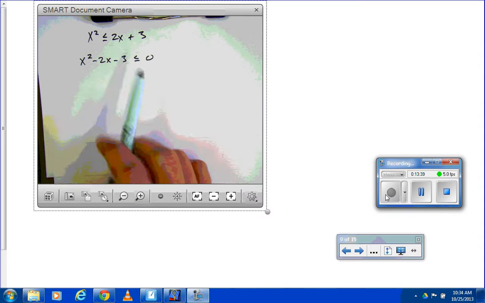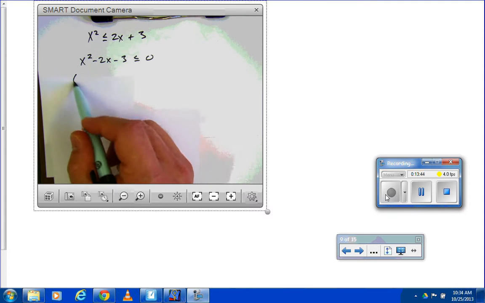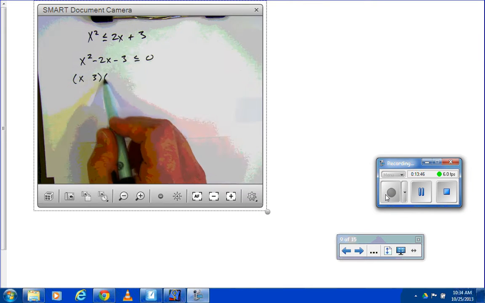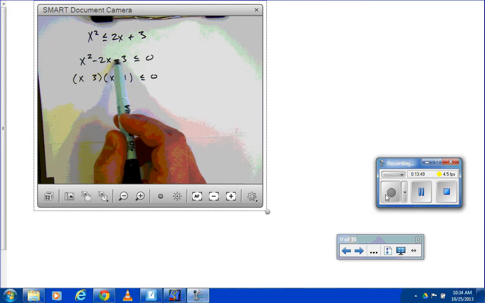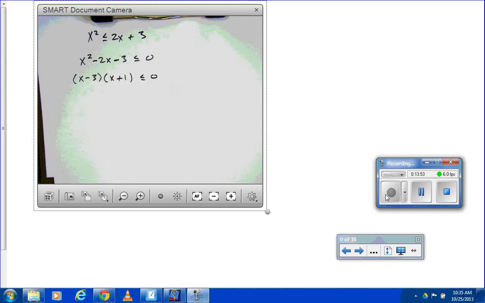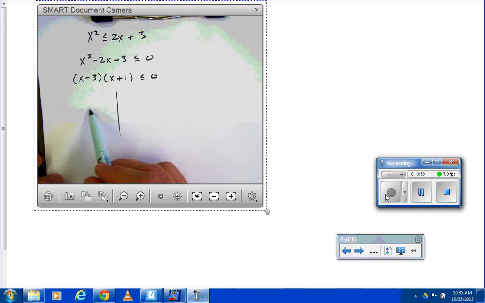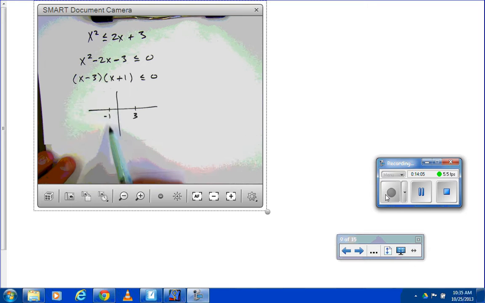Now let's factor it. This one factored a little bit easier. Factors of 3 that subtract to give me 2 would be 3 and 1. So we have different signs. The minus 3 plus 1. Okay, let's sketch our graph on it. It's really similar to that number 6 there. So 3 and negative 1.